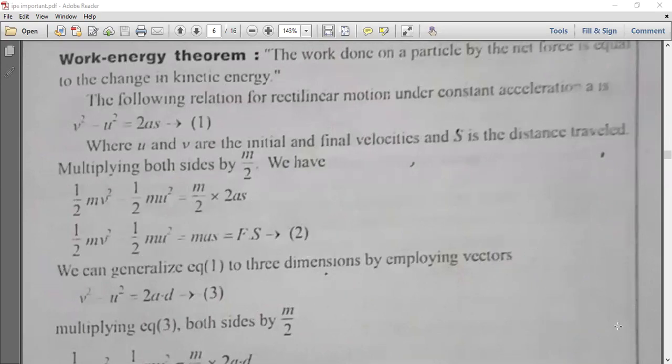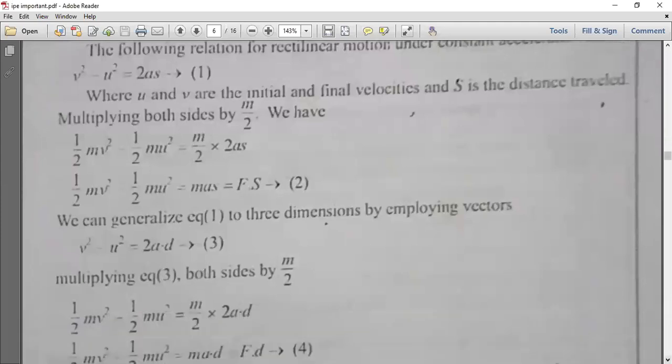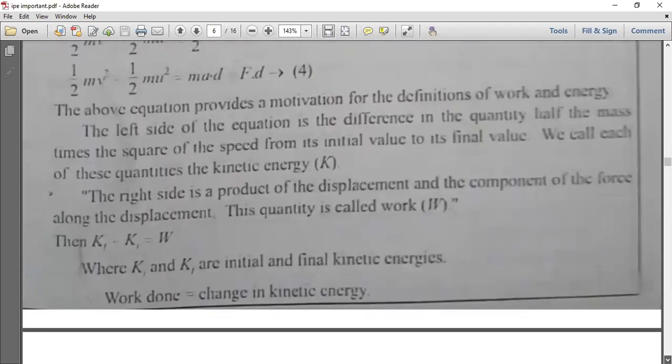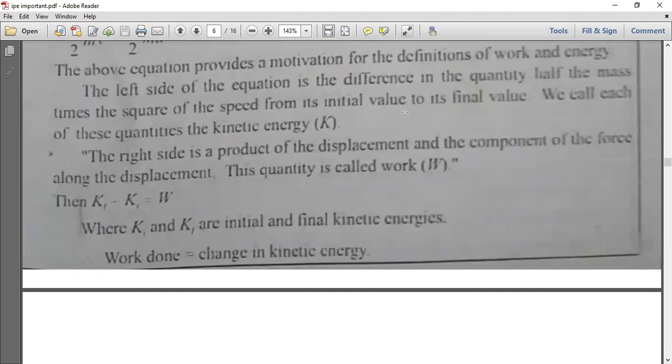After this, if you want to write, you just write down this theory part, that is this one. The above equation provides some motivation for the definition of work and energy, and so this and this you can write down. The component of force along the displacement, this quantity is called work, and therefore Kf minus Ki is equal to W. This you write down.